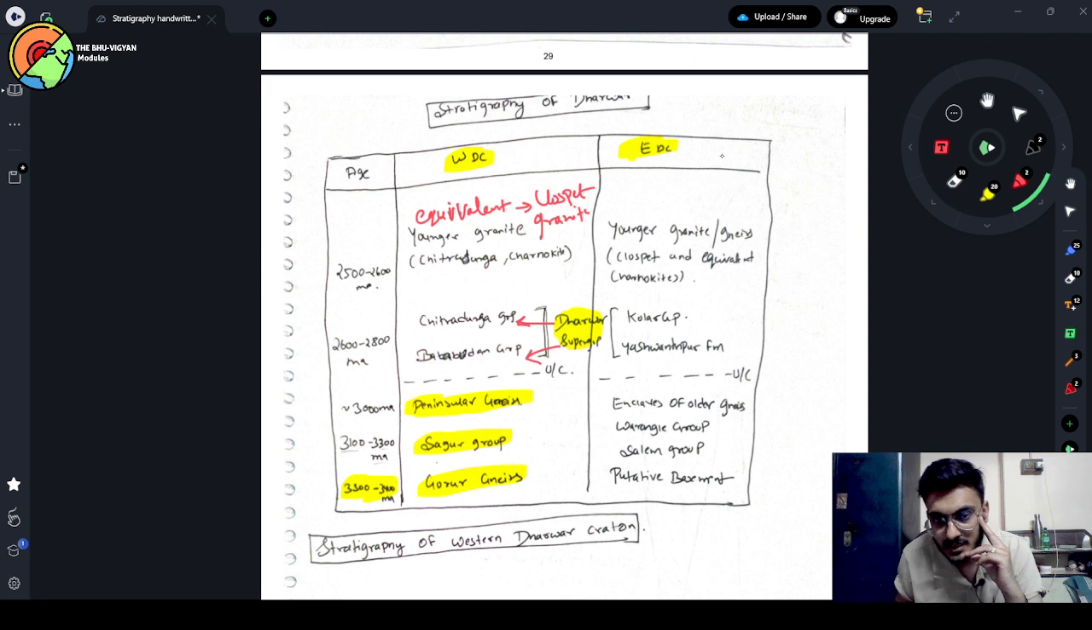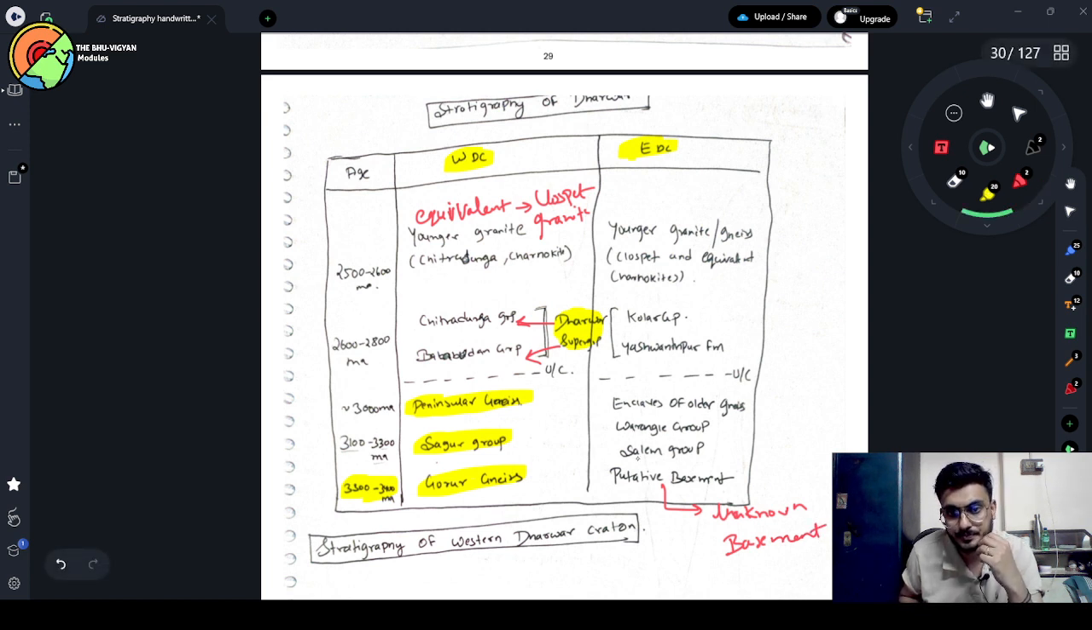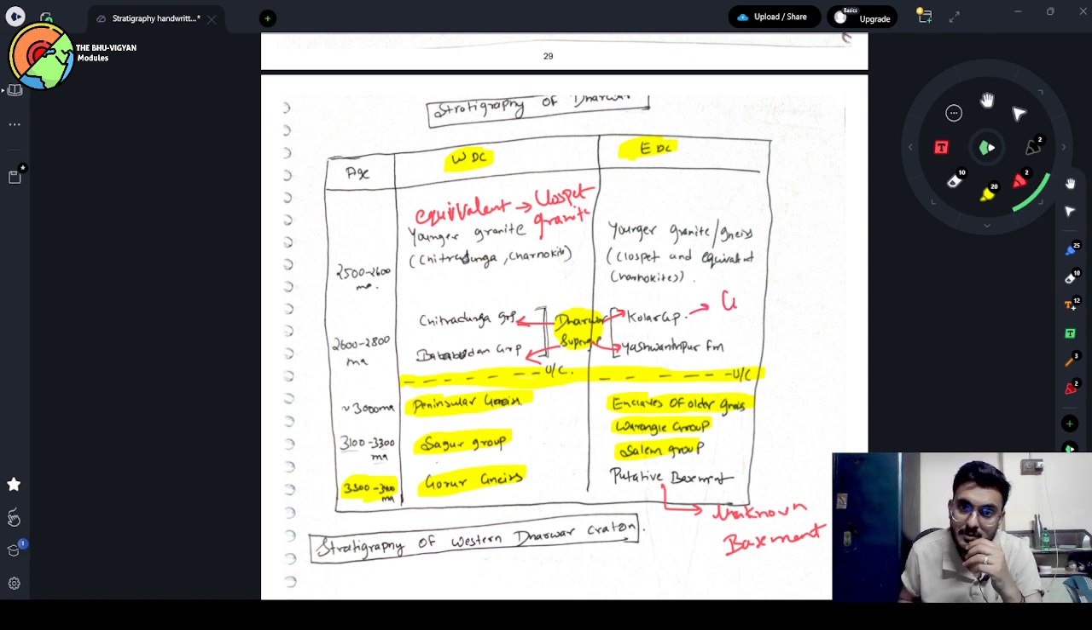Now, if you see here in the Eastern Dharwar Craton, we have a putative or unknown basement. Above that, we have Kolar group, then Warangal group. Then we see the enclaves of the older gneiss. Then we have unconformity here. Then we move to Proterozoic, and here in the Dharwar supergroup, we see Yashwantpur formation and Kolar group. This Kolar group is famous for gold. And above that, we see younger granite and gneiss, that is Closepet and equivalent charnockites. So this is the generalized stratigraphy of the Dharwar Craton, and this is very important from the exam point of view.